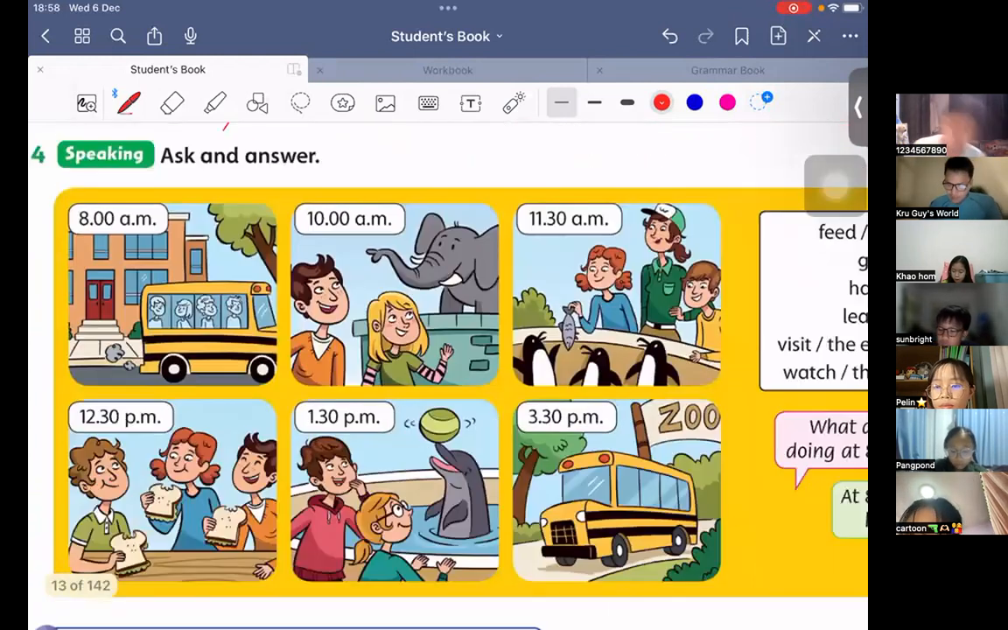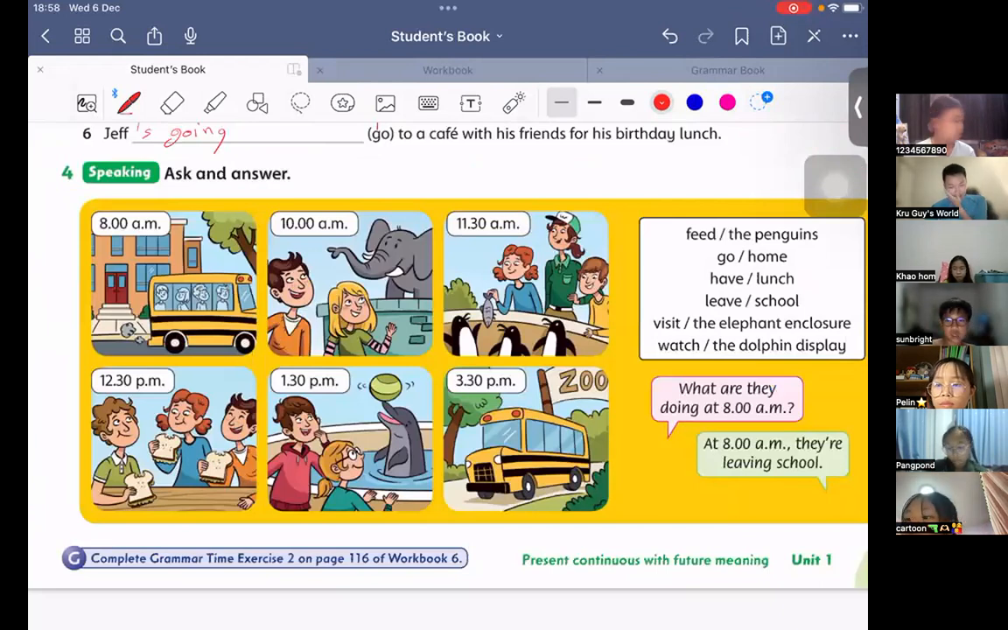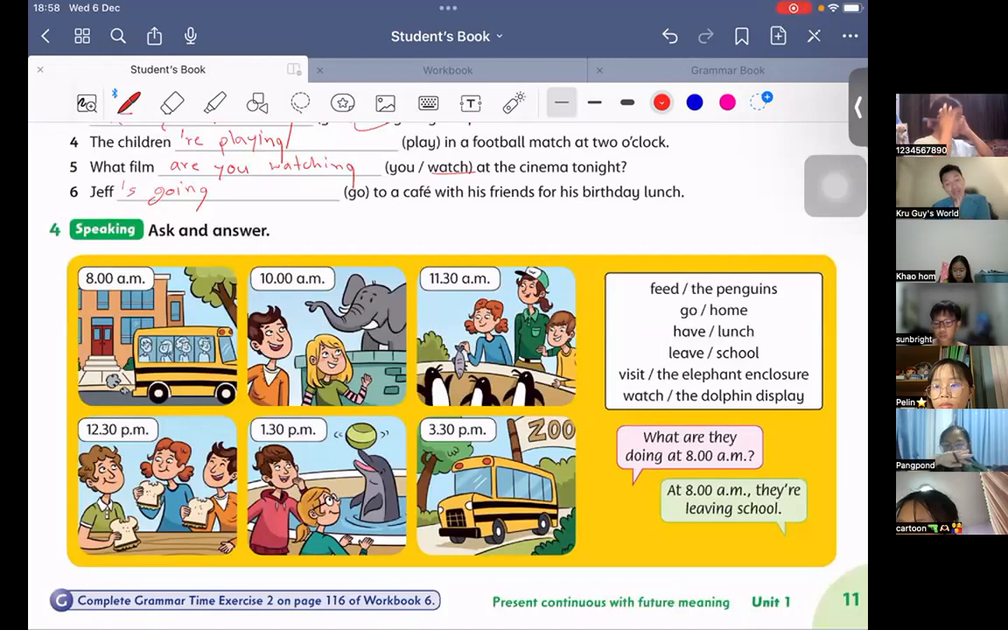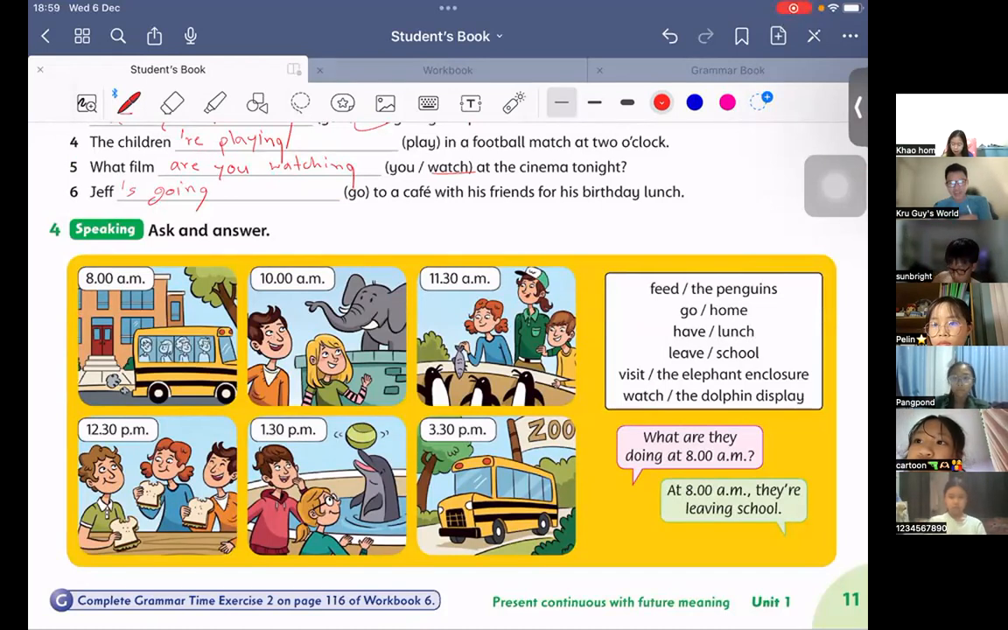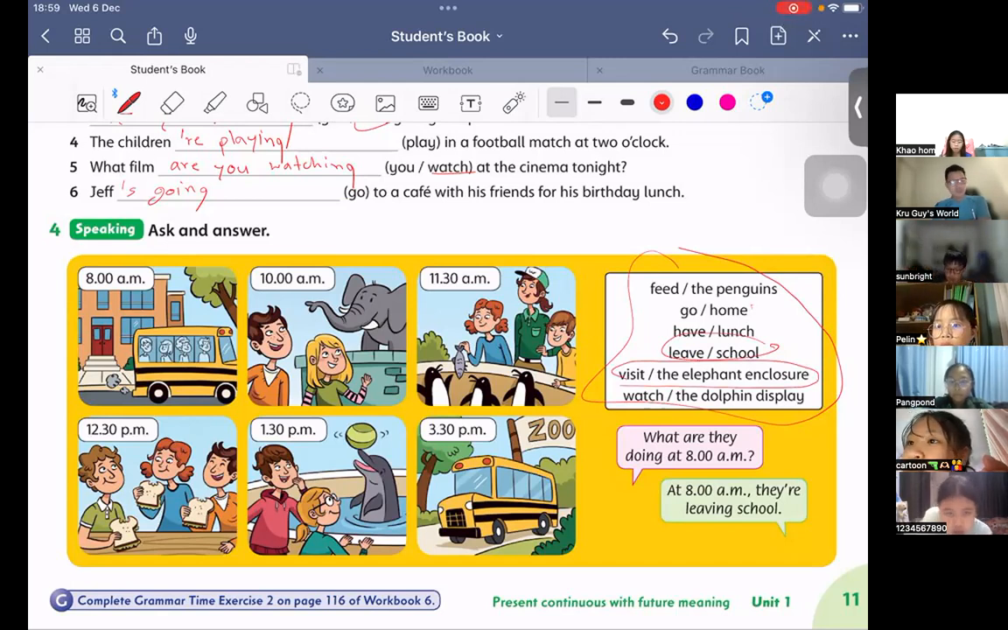All right. What are they doing at 8 o'clock? At 8 o'clock, they are in school. Katun, can you please answer my question? Look at 10 o'clock. What are they doing at 10 a.m. in the morning? They are going to school. Is it going to school at 10 a.m.? No, that should be 8 a.m. No, I don't think it's 10. Okay, look at this. The first one, live in the school. This one. They are visiting the elephant enclosure.